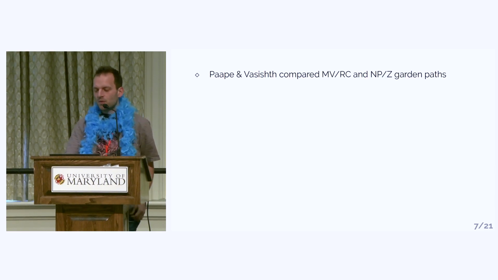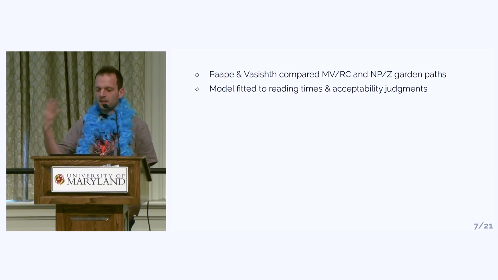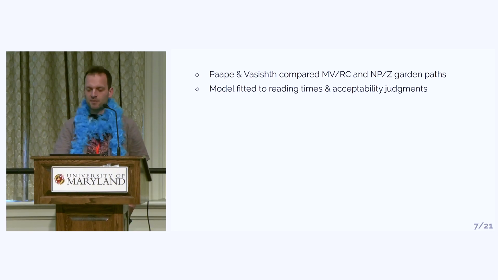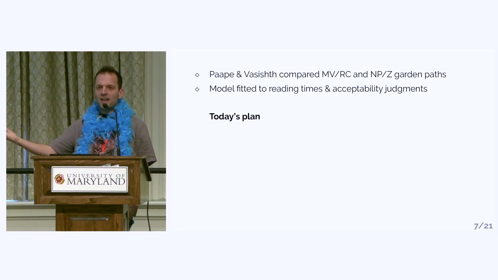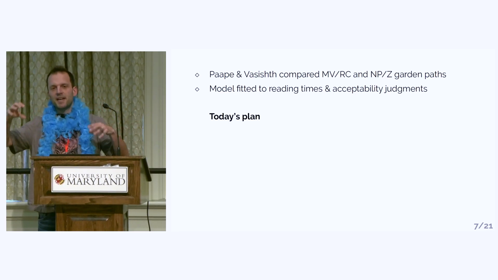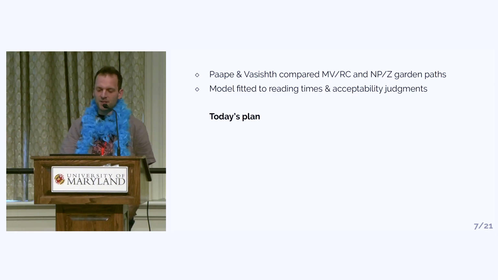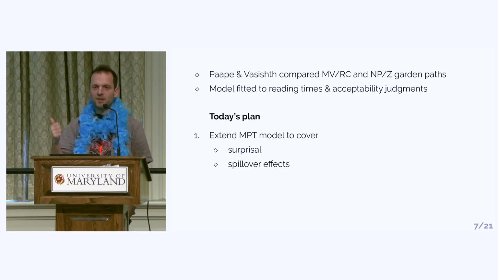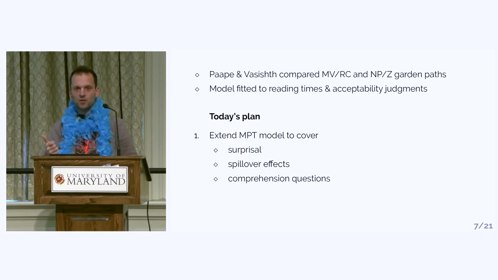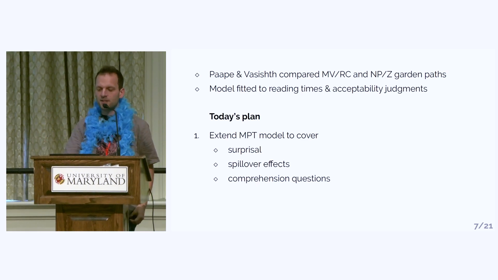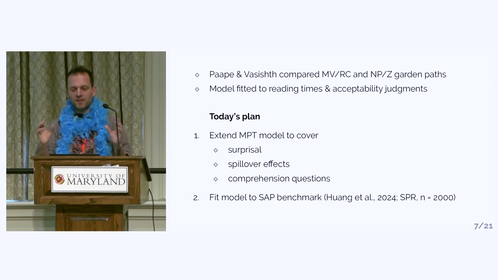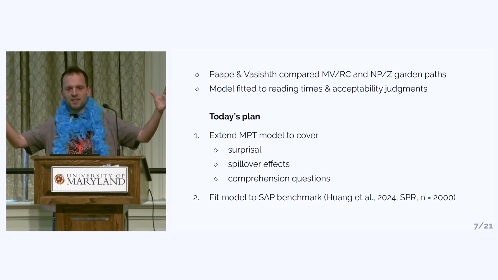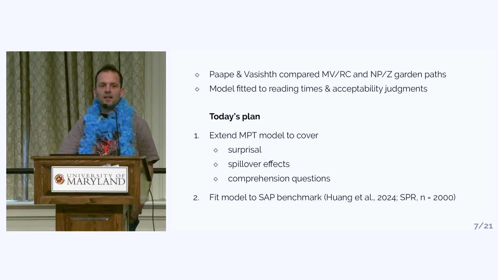And we applied this to different types of garden paths, and we fitted the model to reading times and acceptability judgments. Today, I'm going to take this model that we already had and extend it, and fit it to new data. I wanted to cover surprisal, spillover effects, and comprehension questions, whereas before we only had acceptability judgments. And I want to fit it to this huge benchmark dataset by Huang et al., who used SPR to study, among other things, garden path sentences with 2,000 subjects.